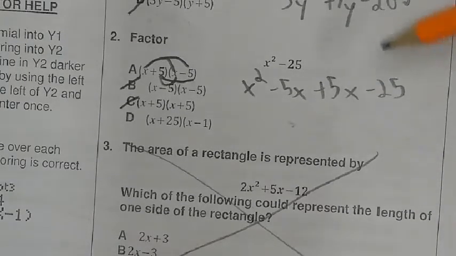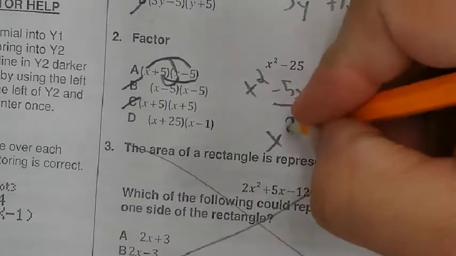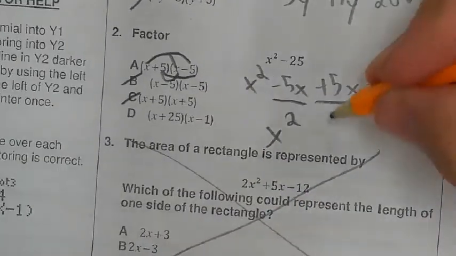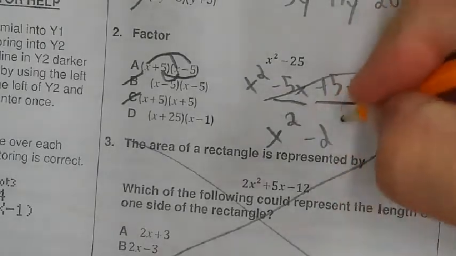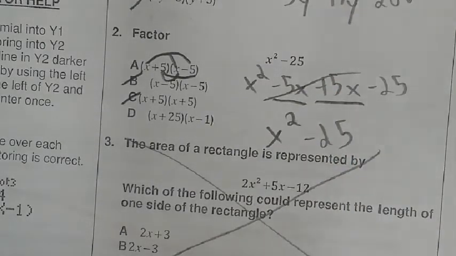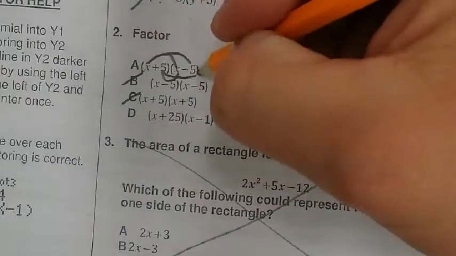So are we done at that point? No. We've got to combine our like terms. What are our like terms? Negative 5x plus 5x. And what is negative 5x plus 5x? Nothing. Those basically just cancel out, and you get minus 25. So did A work? Yes. X squared minus 25, that is the correct answer.